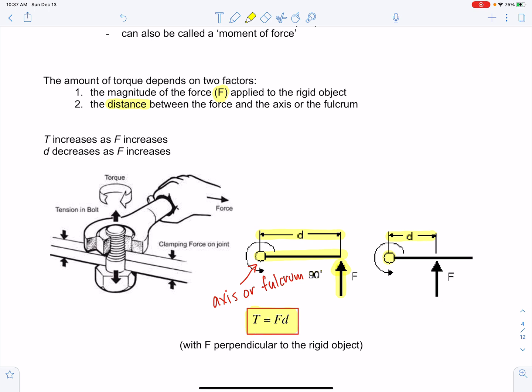And what we need to know is that torque increases as force increases. So if you put more force, you'll get more torque. But as the distance decreases, the amount of force required to do the same work will increase. So as the distance decreases, the force must increase. Okay.